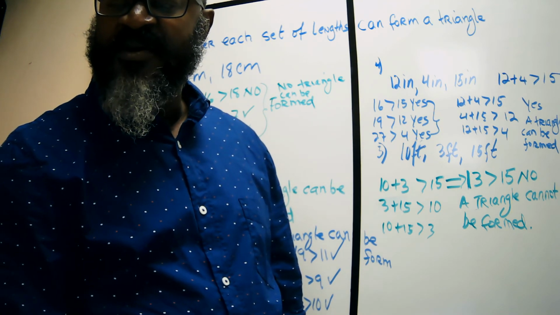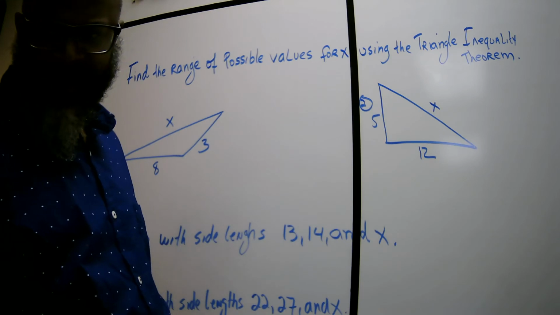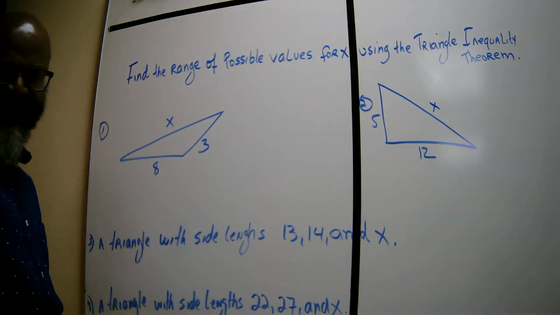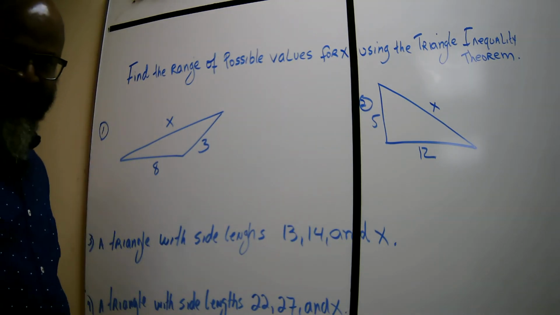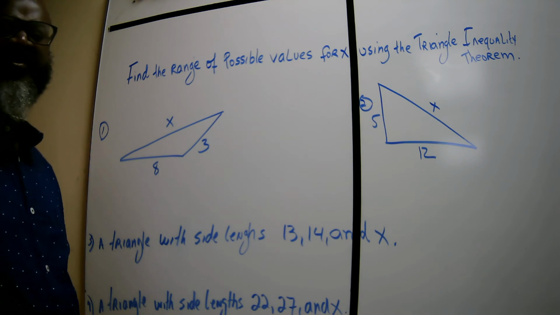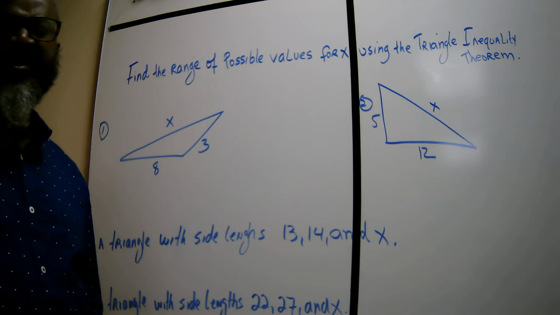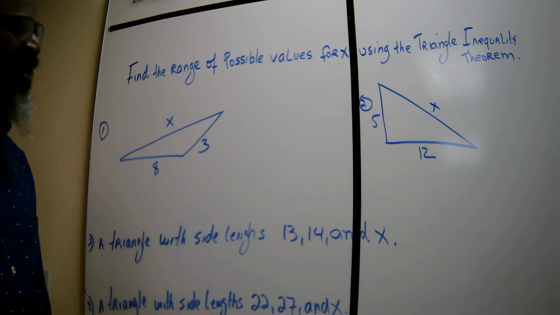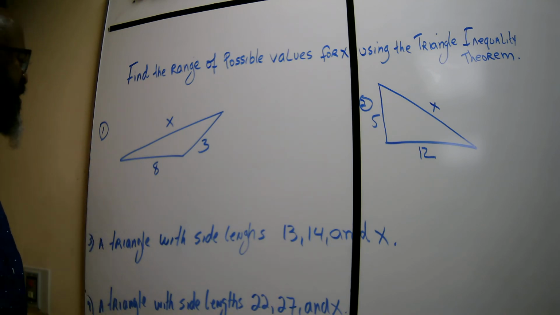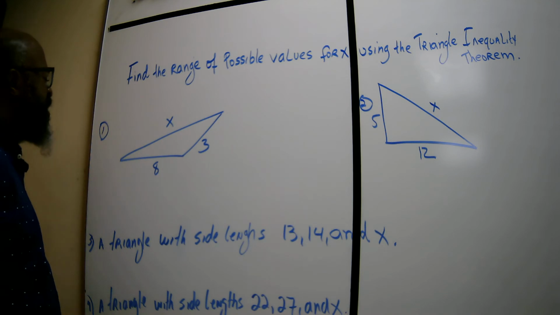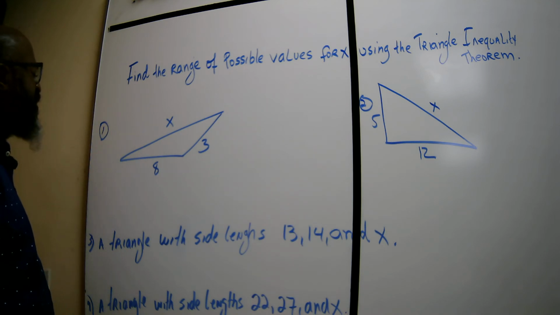Alright, we're going to come back shortly. Alright, this is resuming with the next set of questions, where you are supposed to find the range of possible values for x using the triangle inequality. In this case, you are given two numbers, two sides of a triangle.